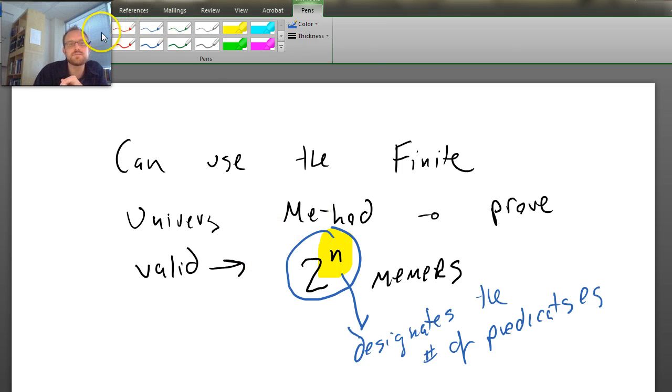So that means that for the most part, the finite universe method should only be used to actually determine invalidity, because you would really need a supercomputer to test for validity using the finite universe method. But it does work, it would just require a lot of work on your part, and probably a supercomputer to do an actual problem that had a lot of different predicates. You'll see though that for us, in terms of your homework, it's not going to be that bad.